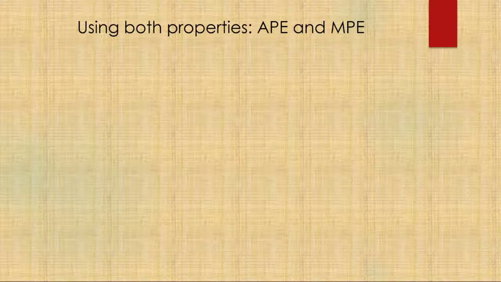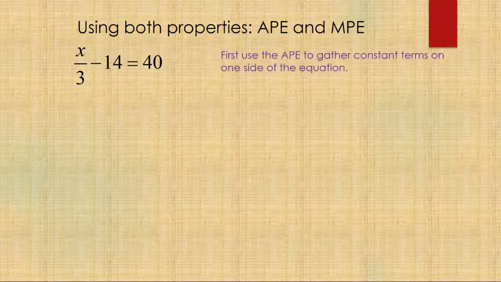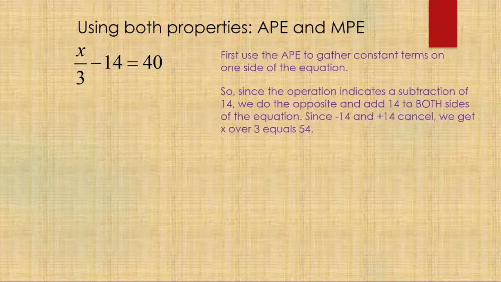Using both properties, addition and multiplication properties of equality, given the equation x divided by 3 minus 14 equals 40, first use the addition property of equality to gather constant terms on one side of the equation. So, since the operation indicates a subtraction of 14, we do the opposite and add 14 to both sides of the equation. Since negative 14 and positive 14 cancel, we get x over 3 equals 54.